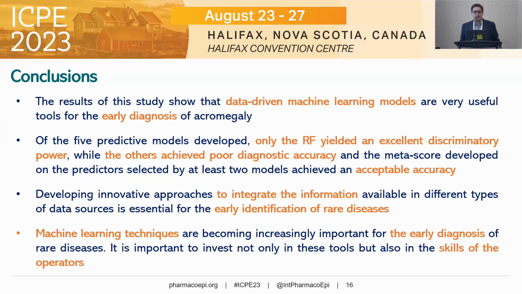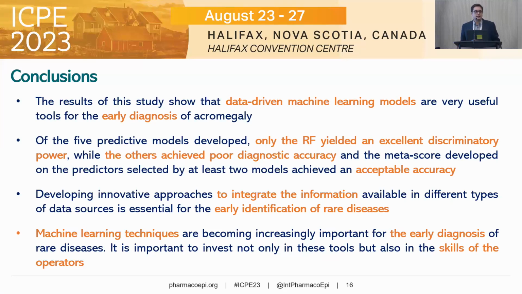In conclusion, findings of our study show that machine learning models are potentially useful tools for the early diagnosis of rare diseases, including acromegaly. We developed 5 different predictive models, and of them, only the random forest yielded an excellent discriminatory power according to the value of the AUC, and its performance was also better than that yielded by the metascore developed by using the predictors selected by at least 2 different predictive models, while the others achieved only a poor diagnostic accuracy.